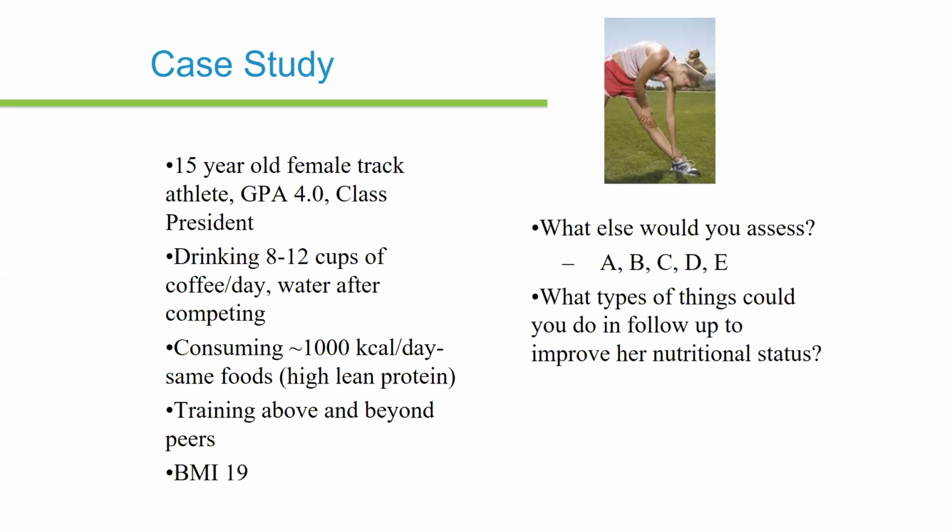For environment, think about all the things that influence our nutritional habits. Where is she getting her food? Where is she eating? Does she do school lunch? Does she eat with her family, or is she packing everything on her own? Does she have any food access issues? Is she so busy that she doesn't even have time to eat? All of those things you would want to be thinking about.